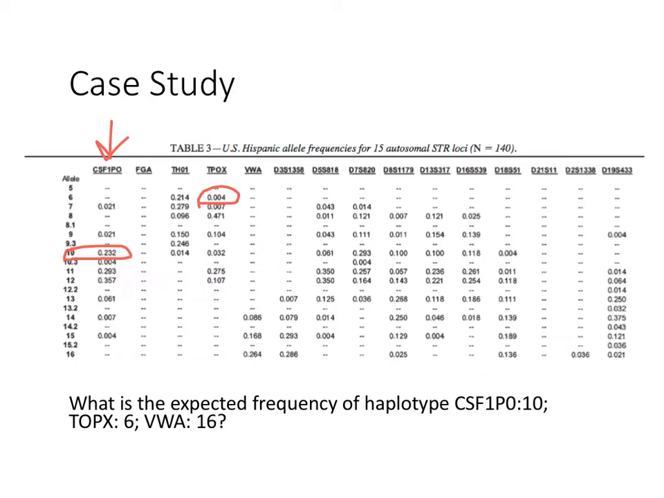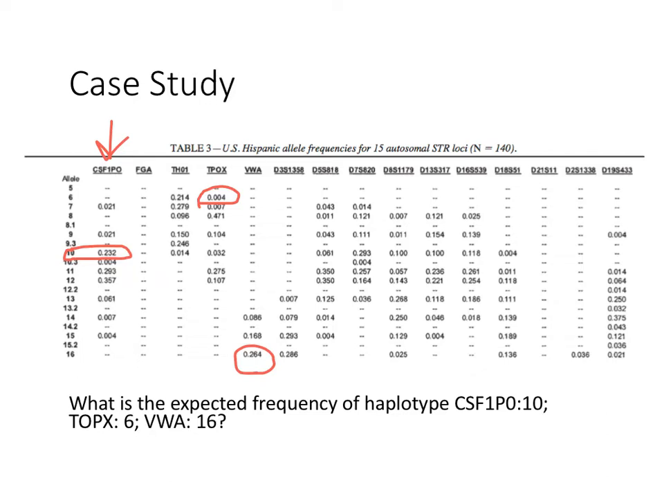And VWA 16, where are we at? How many people in the population have VWA 16? 0.264. And these are importantly all on different chromosomes, which means they randomly enter sperm and egg in different combinations. So how frequent is a person that has all three of those, that combination? What's the mathematical process that we do?